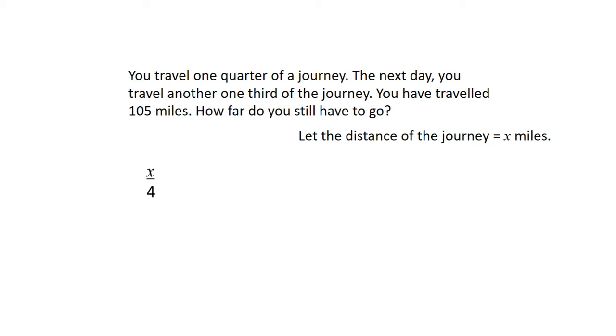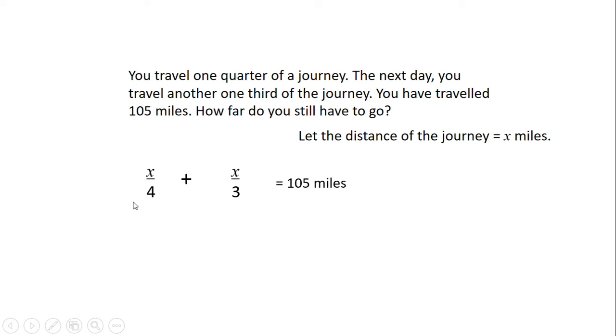Okay, so we traveled 1/4 of the journey. How do you find out a quarter of something? You divide it by 4. So we're letting the distance of the entire journey be x miles. So that total distance divided by 4 is 1/4 of the journey. The next day you travel 1/3 of the journey. So x miles is the total journey. You've then gone another third of that journey, which is x divided by 3, to find a third of the total journey. And you've traveled 105 miles.